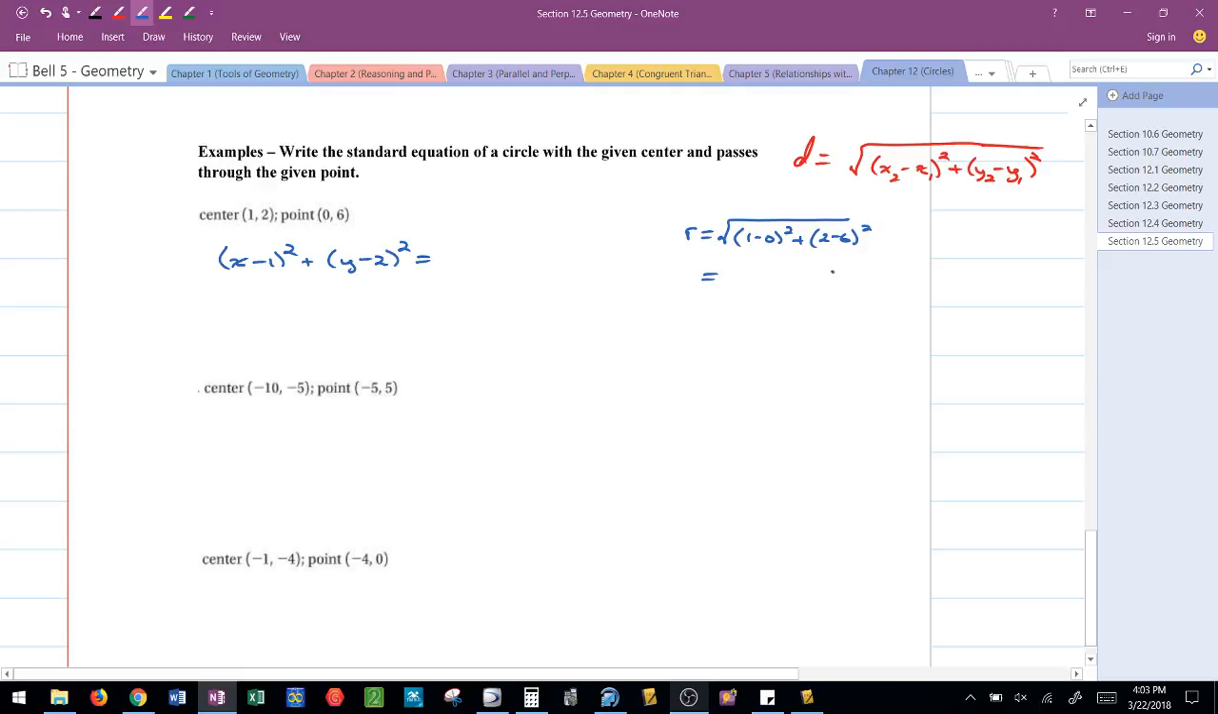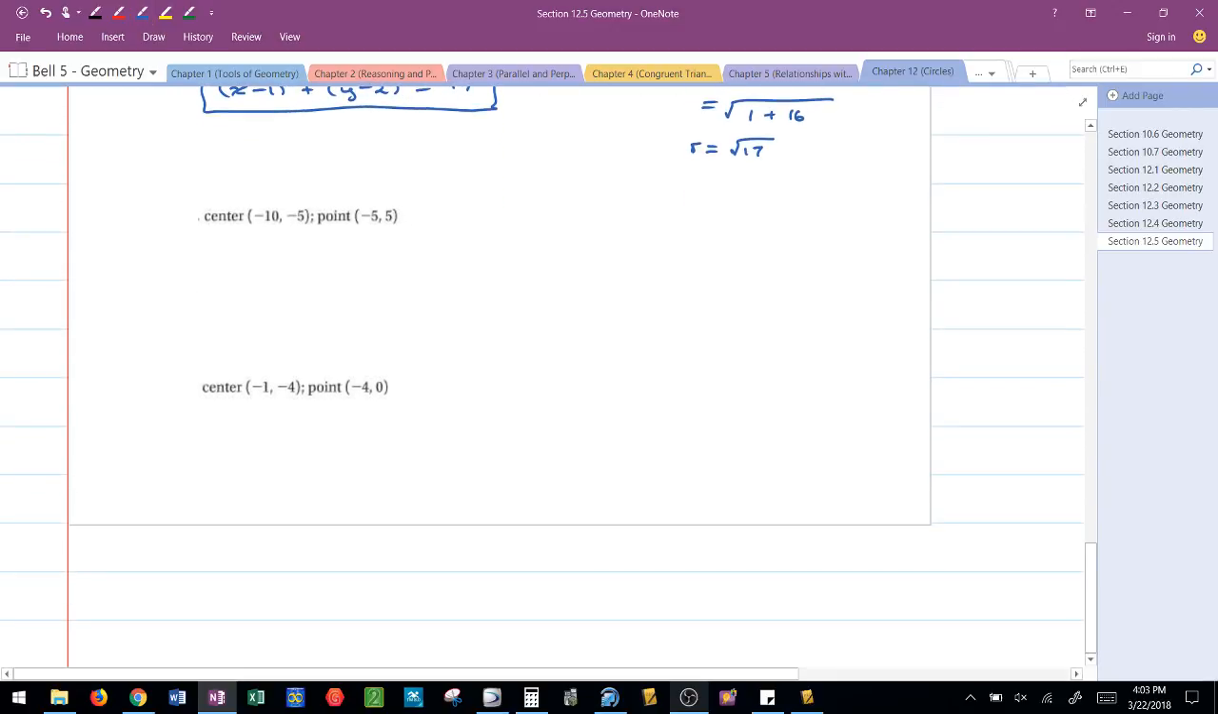Well, that would give me the square root of 1 squared, which is 1, plus negative 4 squared. Negative 4 squared would be 16. So I have a radius of the square root of 17. Now I'm going to plug the radius into the formula by squaring it: 17. And this is the equation of that specific center and point circle. All right? So let's go to the second example here.